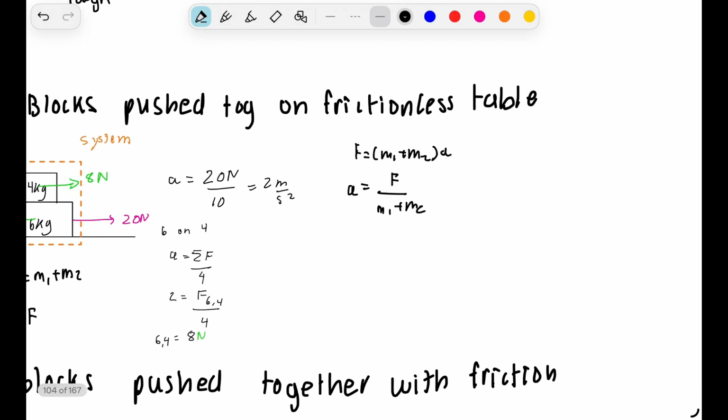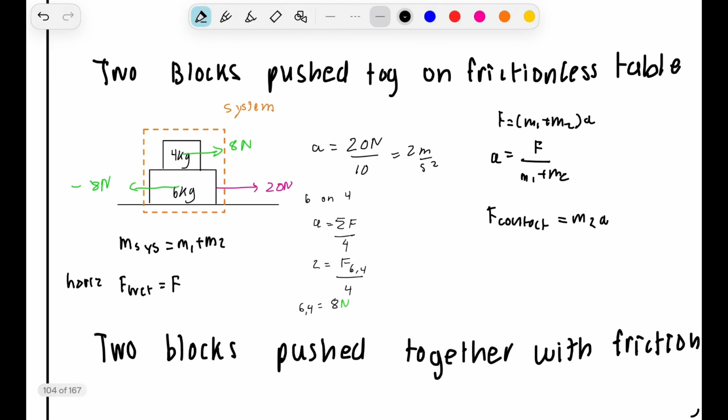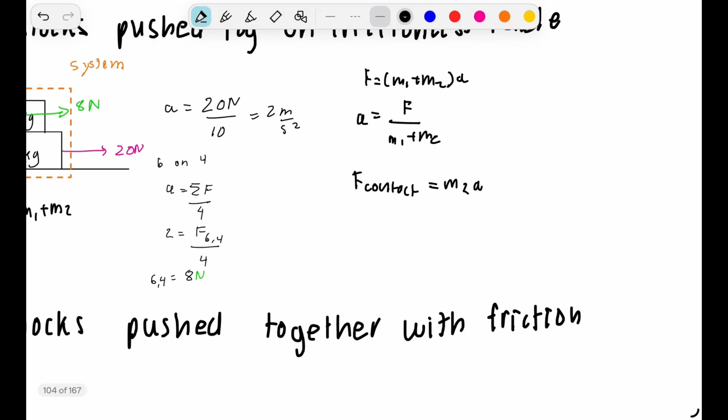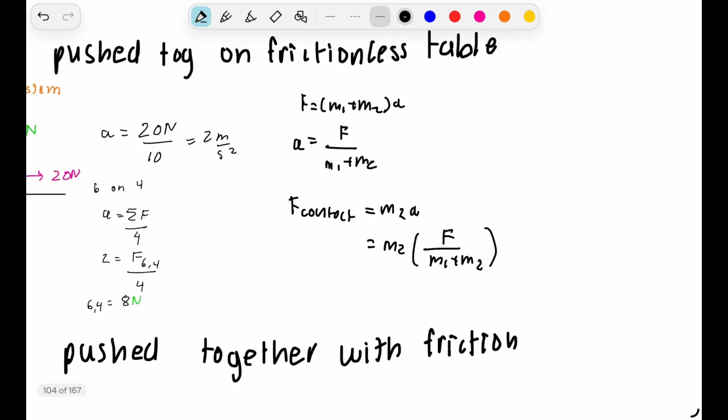So how can we get the contact force? Your contact force is equal to m2 times a. If we're looking at just m2, we can see that the only force on m2 is going to be the contact force from m1. So if you substitute in your acceleration, you have m2 times F divided by m1 plus m2. So that is going to be your contact force. This is the force that you have to apply in order to accelerate your block m2.